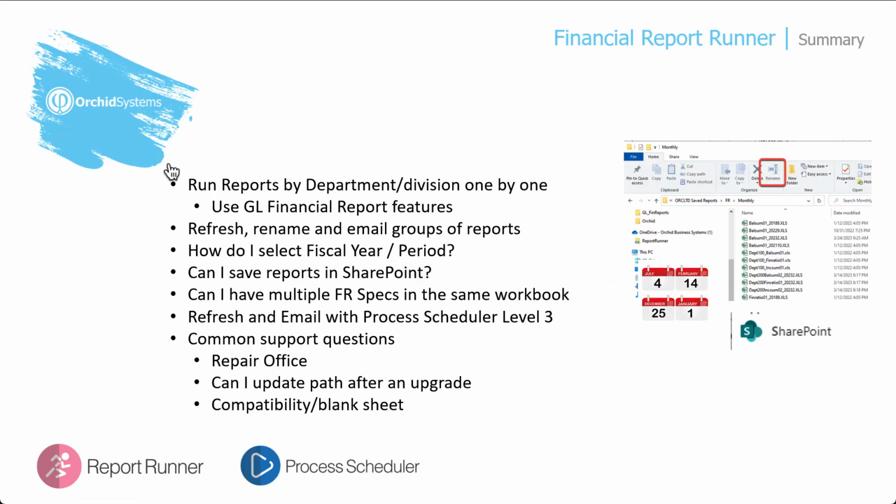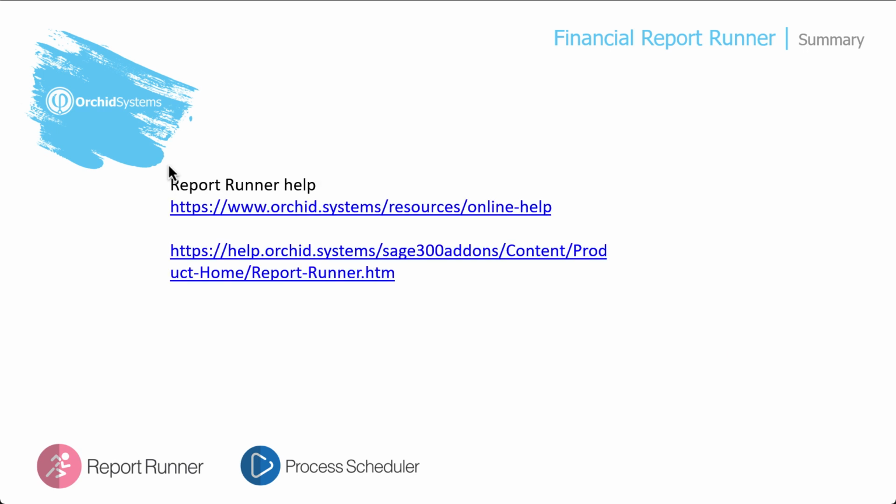We've looked at how to run the GL financial report through Financial Report Writer to automate running department by department, division, region, province, national, how to refresh and rename groups of reports, how to select the fiscal year and period, how to use SharePoint Sync Drive to save reports directly in SharePoint, how to have FR specs with multiple sheets, use Process Scheduler Level 3 to refresh and email the reports, as well as some common support questions.